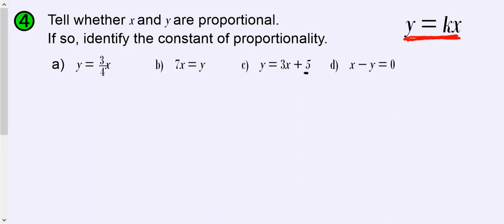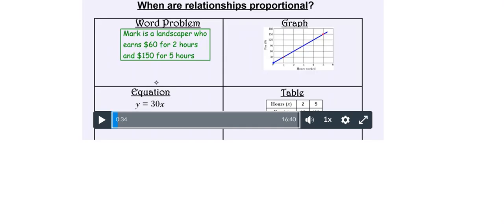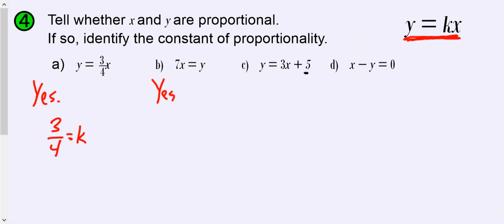So this first one, we have y equals 3/4 times x. This would be a yes, it is a proportional relationship because it's in the form of y equals k times x, and 3/4 equals k. So 3/4 is our constant. B would also be a yes. Now I know that the x and the y are on the opposite side of the equal sign, but that doesn't matter. We can put them in either order, and we can still see that it's y equals k times x, and 7 would be equal to k.